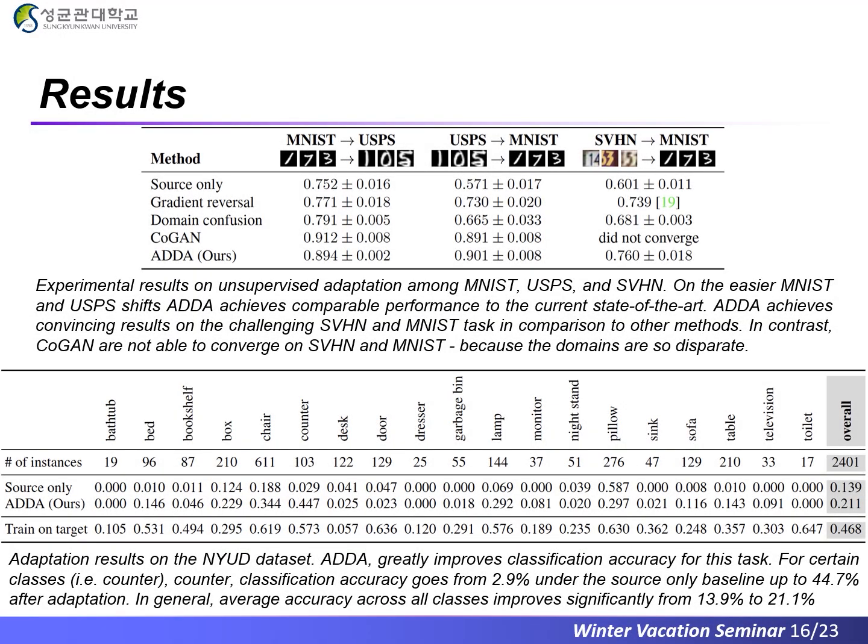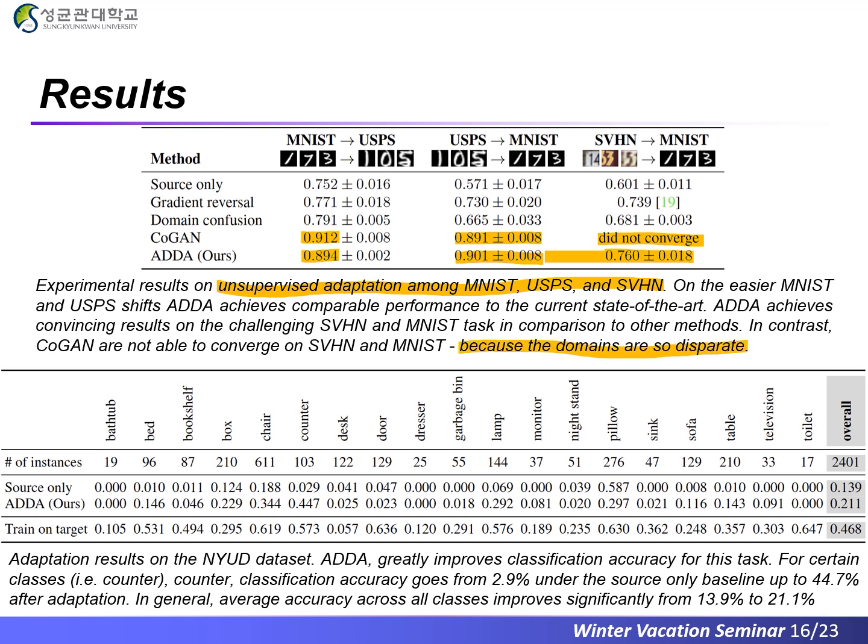The first table shows experimental results on unsupervised adaptation among MNIST, USPS, and SVHN. On the easier MNIST and USPS shifts, ADDA achieves comparable performance to the current state-of-the-art. ADDA achieves convincing results on the challenging SVHN and MNIST task in comparison to other methods. In contrast, CoGAN is not able to converge on SVHN and MNIST because the domains are so disparate.